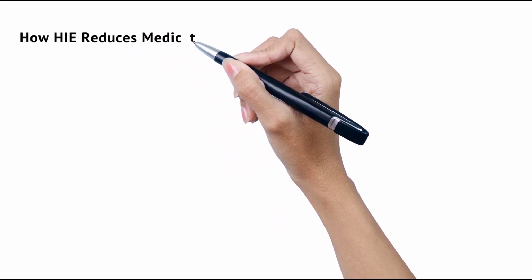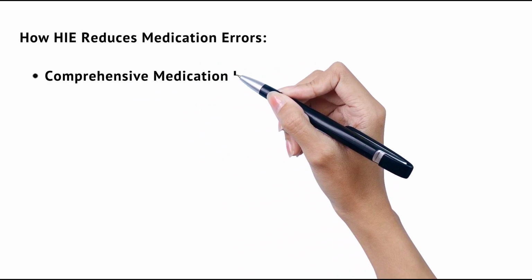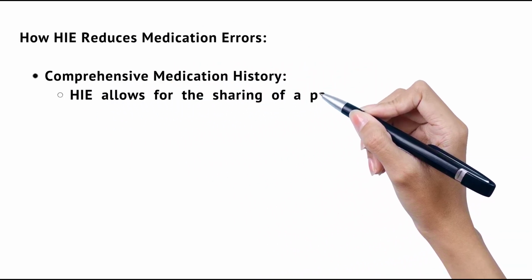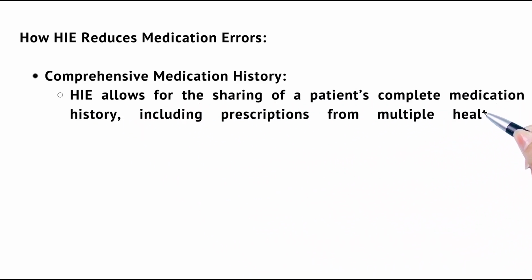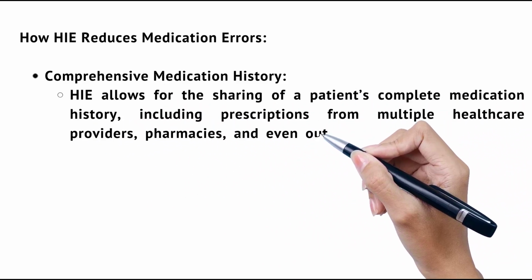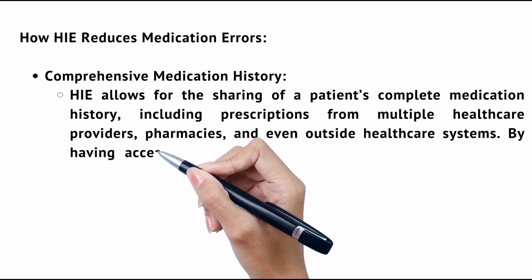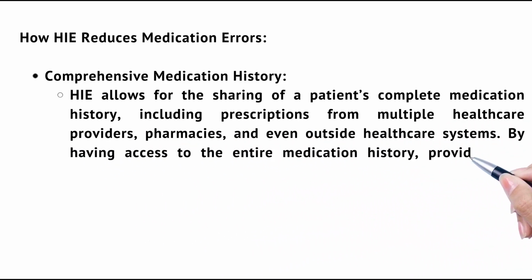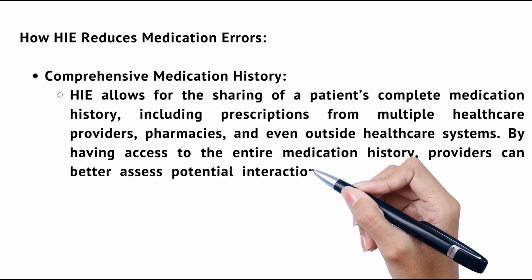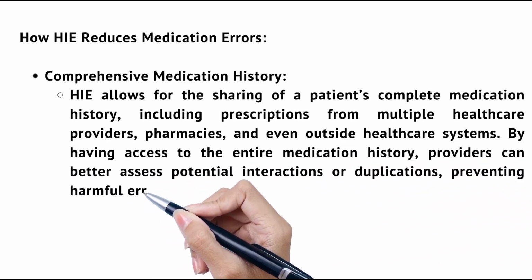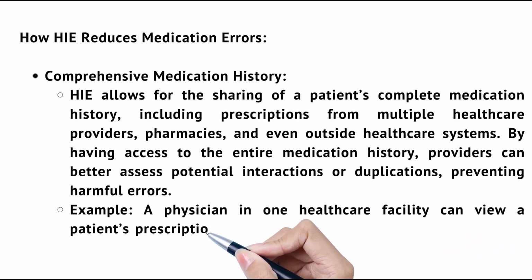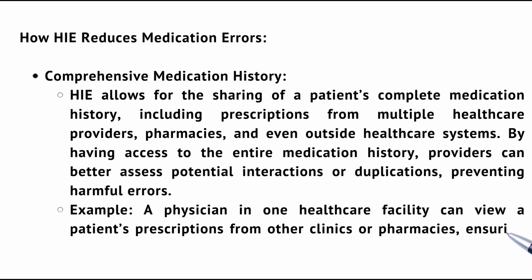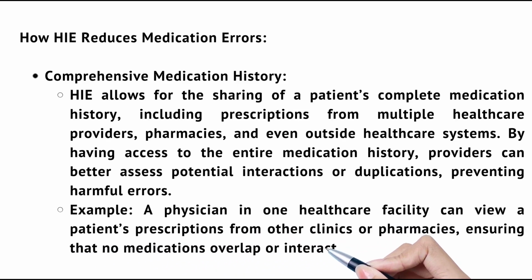How HIE reduces medication errors. Comprehensive medication history. HIE allows for the sharing of a patient's complete medication history, including prescriptions from multiple healthcare providers, pharmacies, and even outside healthcare systems. By having access to the entire medication history, providers can better assess potential interactions or duplications, preventing harmful errors. Example: a physician in one healthcare facility can view a patient's prescriptions from other clinics or pharmacies, ensuring that no medications overlap or interact negatively.